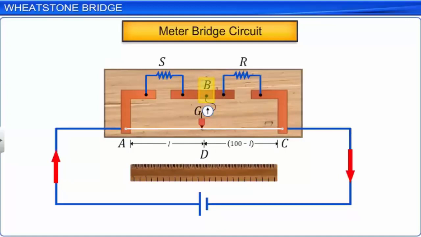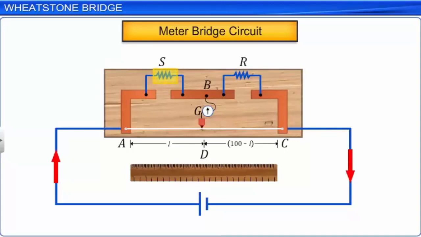The other end of the galvanometer is connected to a jockey, which is a metallic rod with one end shaped like a knife edge. The knife edge end of the jockey slides over the wire to make electrical contact. R is the unknown resistance of a given resistor which we have to determine, and the resistor is connected across the right gap in the metallic strip. A standard resistance, S, in the form of a resistance box, is connected across the left gap in the metallic strip.